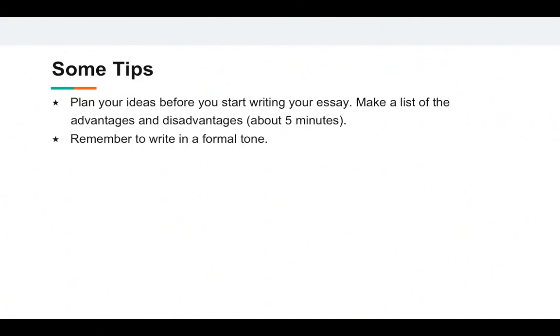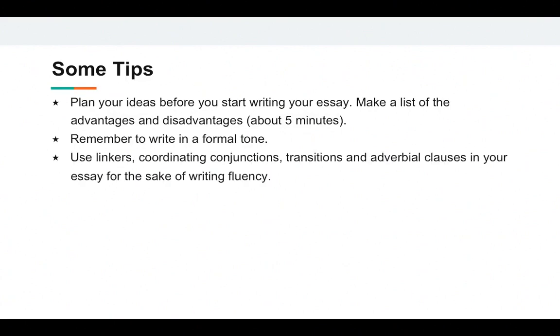Second, remember to write in a formal tone. Don't forget, this is an academic writing. And use linkers, coordinating conjunctions, transitions, and adverbial clauses in your essay for the sake of writing fluency.